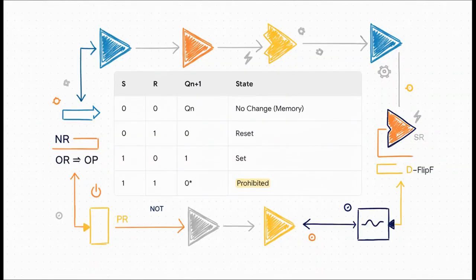So here's how it behaves. If both inputs, set and reset, are 0, the latch just holds its current value. That's its memory state. If you make reset 1, it resets the output to 0. If you make set 1, it sets the output to 1. Simple, right? But look at that last row. What happens if we try to set and reset at the same time? We get chaos. Both outputs are forced to 0, which breaks the rule that they have to be opposites. This is a prohibited, totally invalid state that we have to avoid at all costs. So if we need to avoid this mess, what's the next logical step in our design?